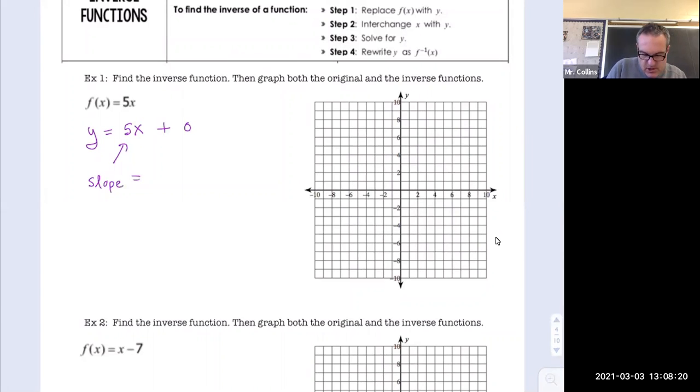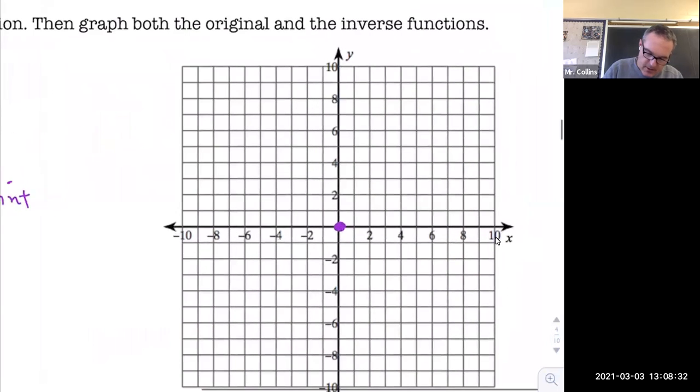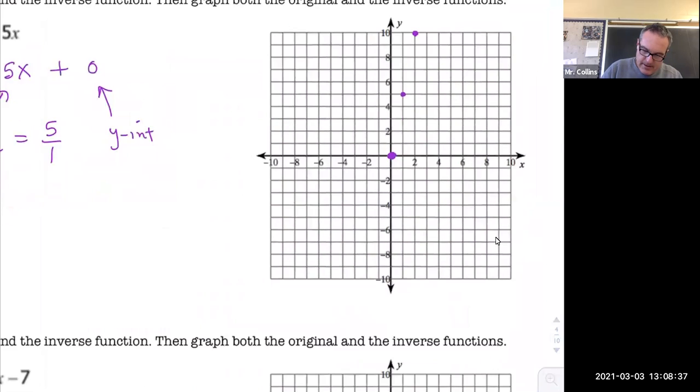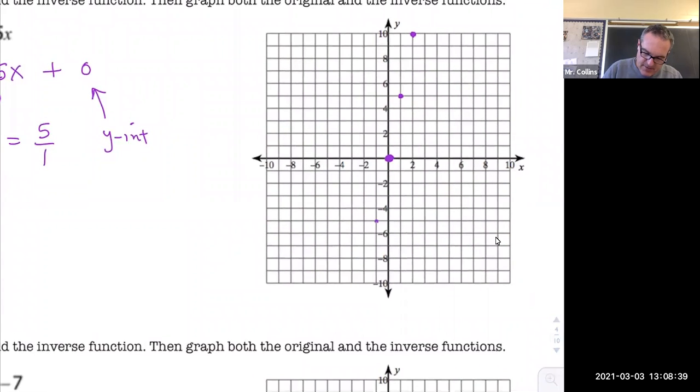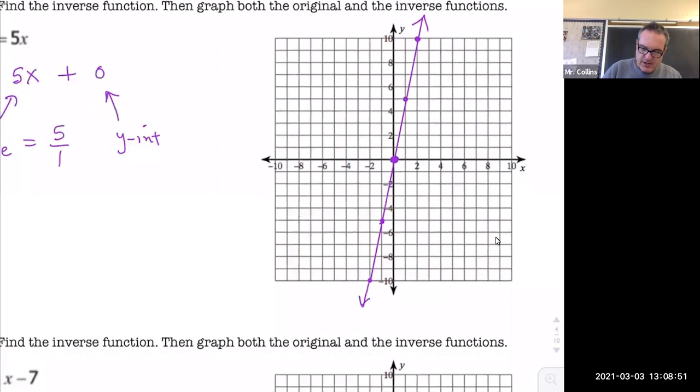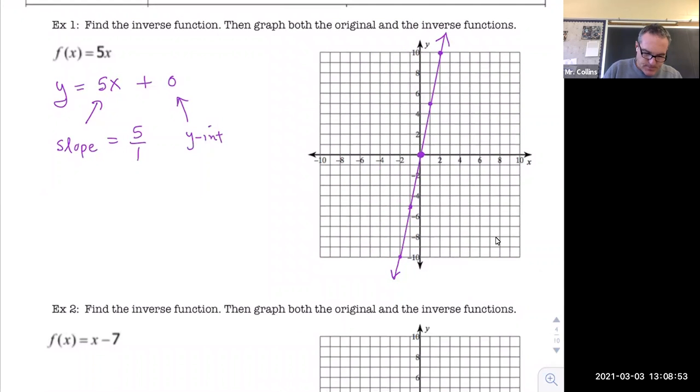Let's go back to Algebra 1. The slope is 5/1. And of course, the y-intercept is 0, which means what? I hit 0,0. And every time I go 1 to the right, I go 5 up. Of course, 1 to the left would be 5 down. If I connect the dots, I have this thing in purple. You can see the slope is 5, which is pretty steep. And the y-intercept is 0, so it hits the origin.